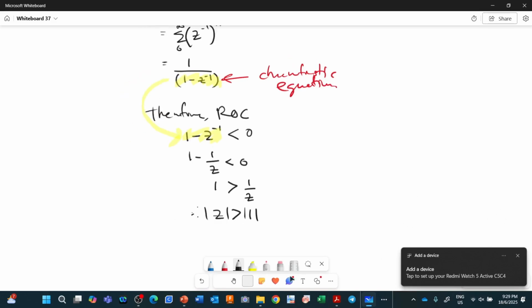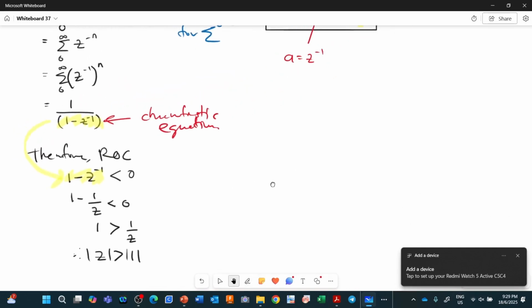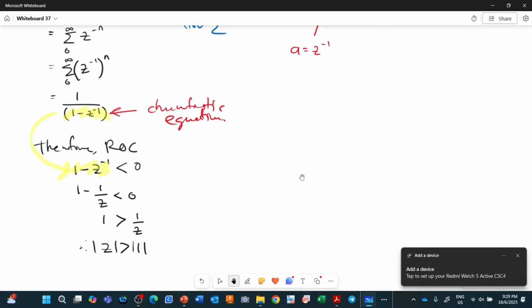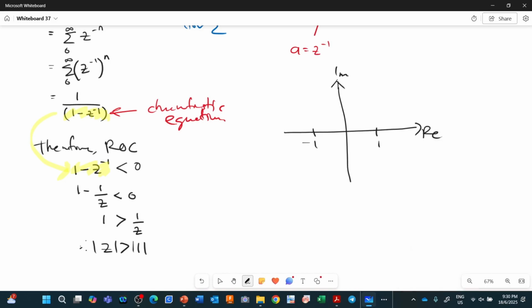Normally when they ask about the ROC, we need to draw out the region of convergence with the unit circle. So draw it. Where is 1? 1, minus 1. This is the real axis, imaginary axis, and this is the z plane.